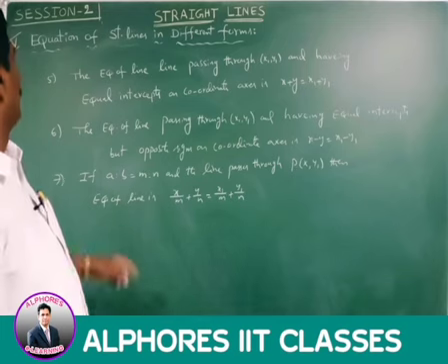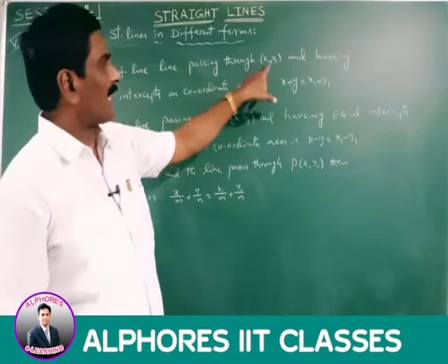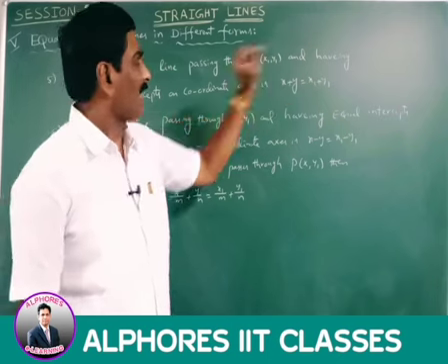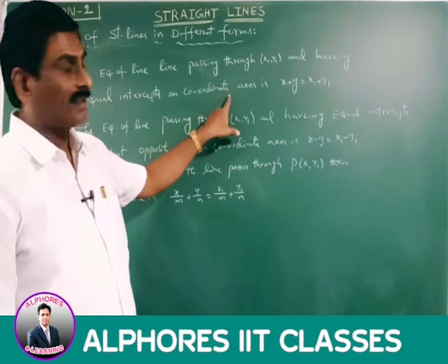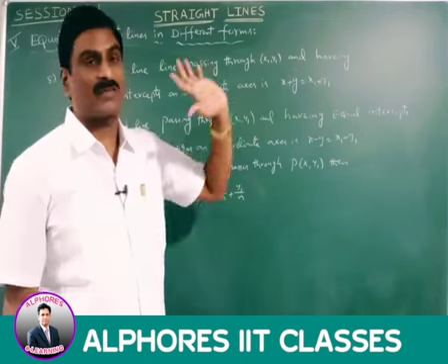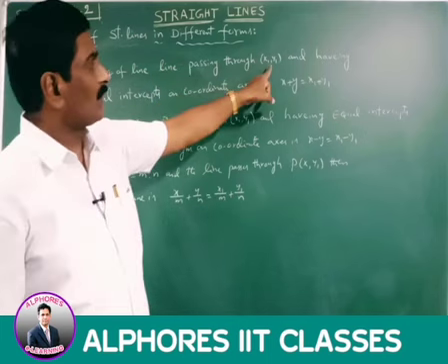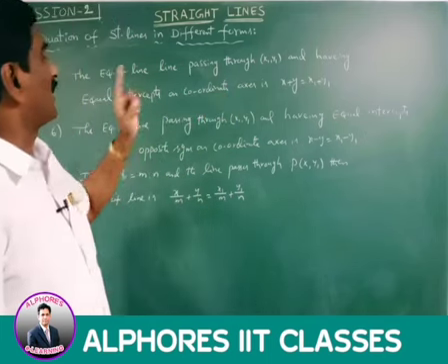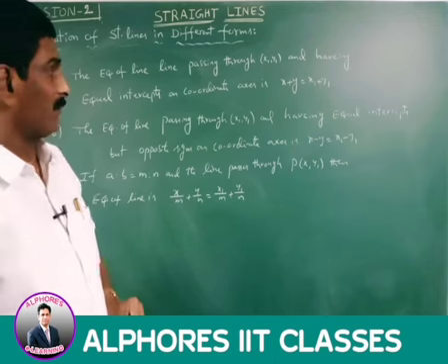Next, fifth one. The equation of the line passing through x1, y1 and having equal intercepts on the coordinate axes is x plus y is equal to x1 plus y1. The equation of the line passing through x1, y1 and having equal intercepts on the coordinate axes is x plus y is equal to x1 plus y1.